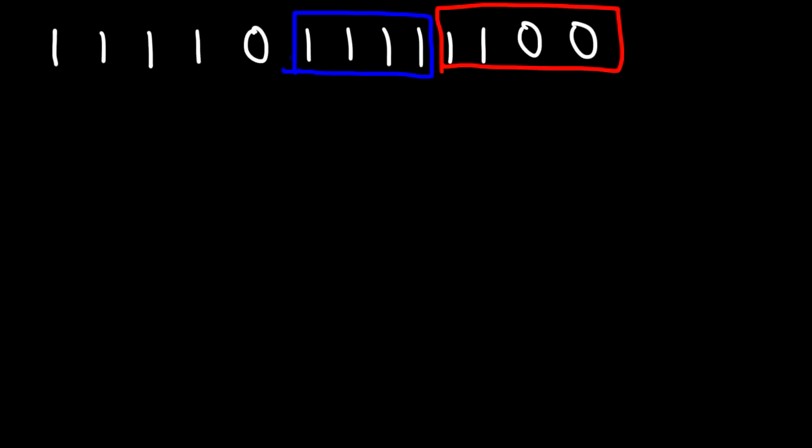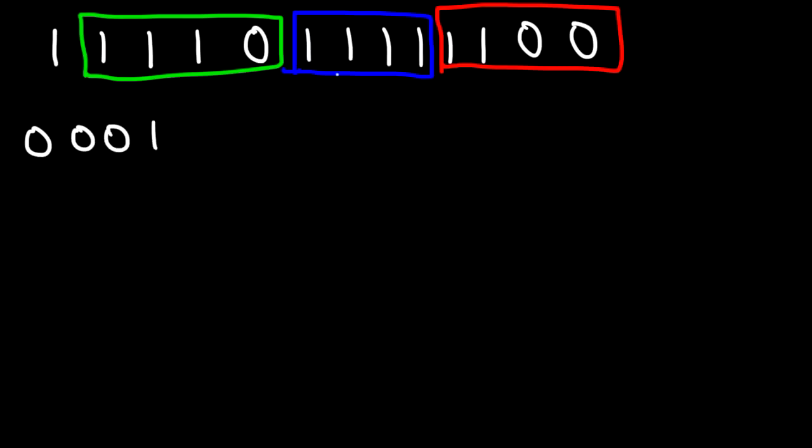Now let's try another example. 1, 1, 1, 1, 0, 1, 1, 1, 1, 1, 1, 0, 0. Try that one. So let's separate it into groups of 4. So the first group, we're going to add 3 zeros. So it's going to be 0, 0, 0, 1. And then the group in green is 1, 1, 1, 0. And then in blue, 1, 1, 1, 1. And in red 1100.